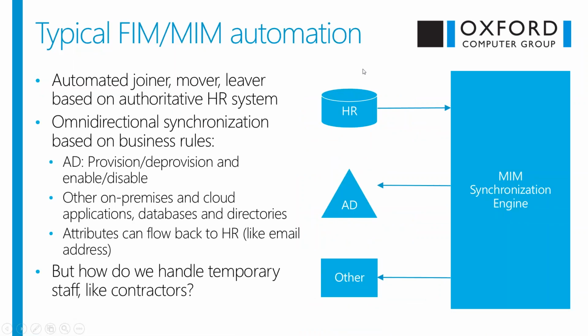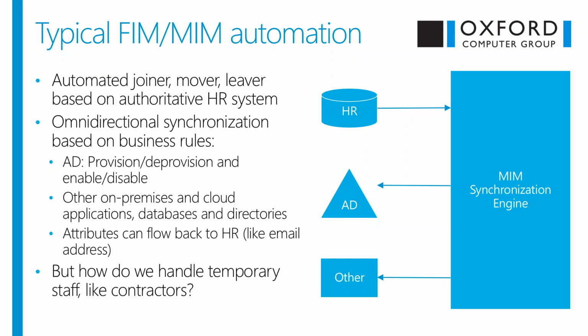So what are we talking about here? Let's look at a typical situation with FIM and MIM. Very typical to have automated join and move and leaver synchronization based on an authoritative HR system. So the majority of our data and our objects, almost certainly, but the majority of our attributes as well, coming from HR are going to have an effect in other systems as we synchronize that data.